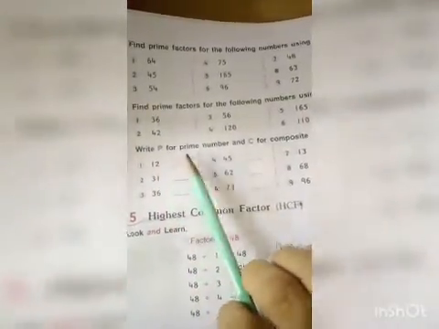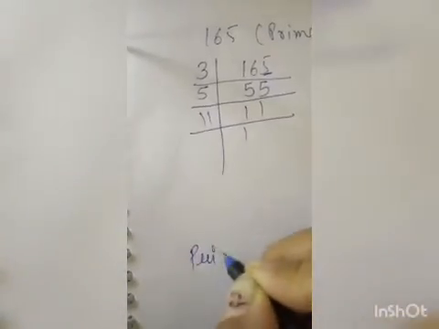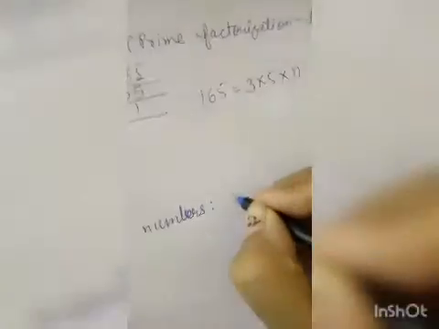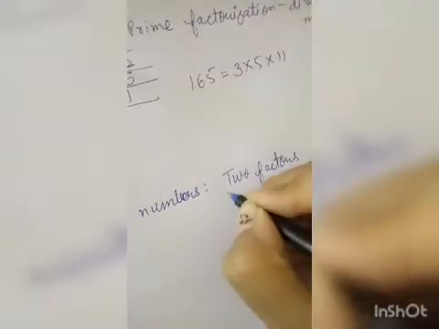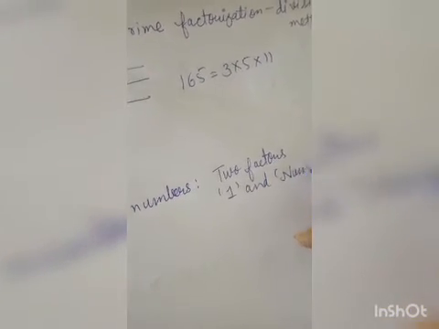Okay, now let's move to page number 58. It contains question number 3. Write P for prime number and C for composite number. Okay, so I told you what prime numbers are. Prime numbers are those which have only 2 factors. What are those 2 factors? 1 and the number itself.